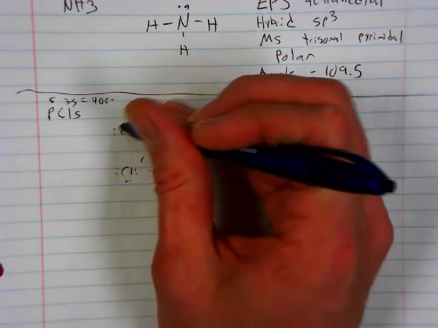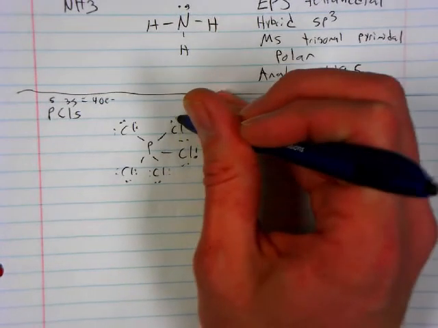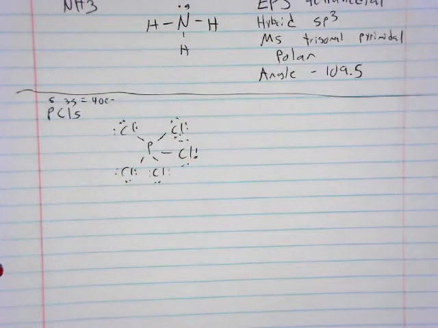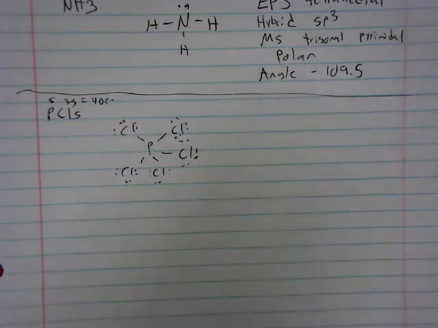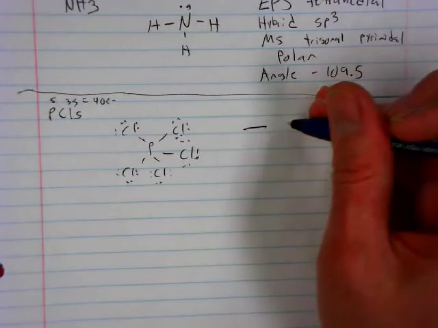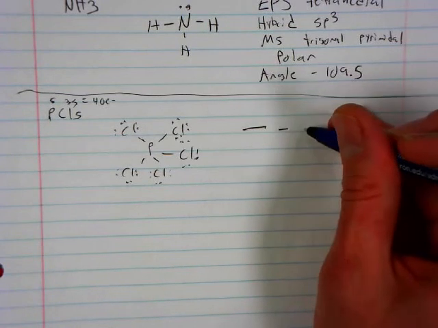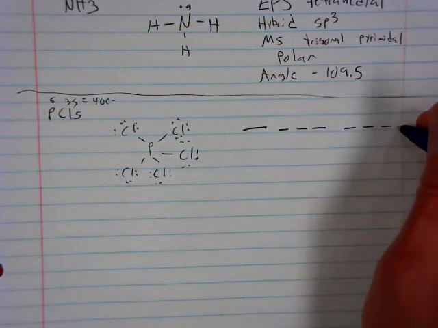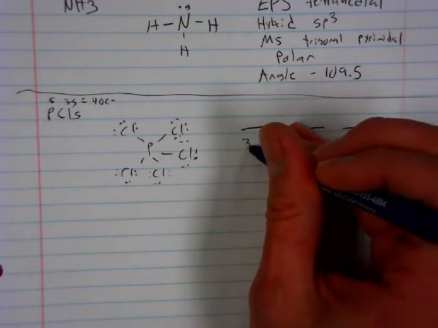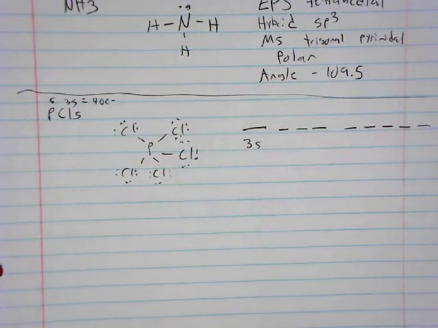Wait, phosphorus has more than 6. Is phosphorus an exception to the octet rule? Yes. Phosphorus can have an expanded octet. 1, 2, 3, 4, 5, 6. So there's my Lewis structure. 6 times 5. I'm going to show you this one more time.